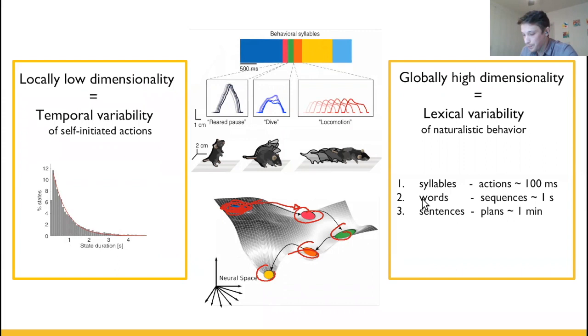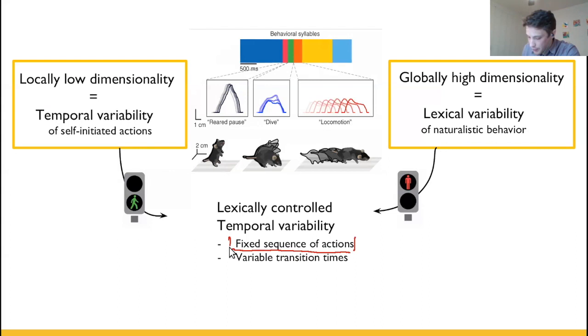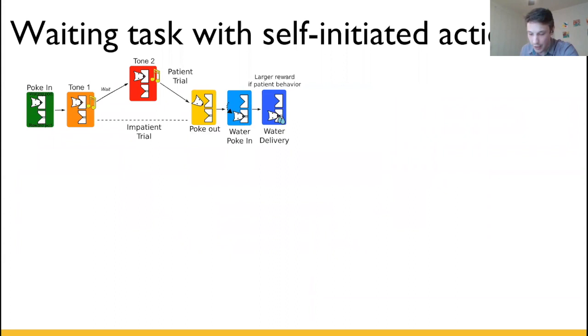Okay. So we need an experiment. If you want to prove that these ideas have to do with neural data, we need a clear experiment that can disentangle these two sources of variability, lexical and temporal. A way to do it is to have a fixed sequence of actions, but variable transition times. Now, what is the experiment that can achieve this? Well, you need tricky experiments to do this, and very smart ones. And this was performed in the lab of Zachary Mainen, which collected this work.